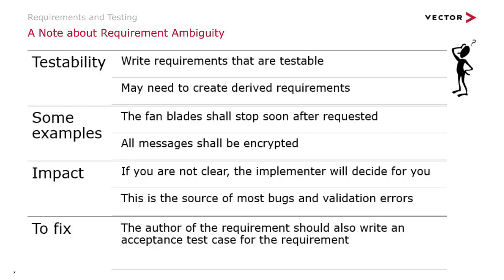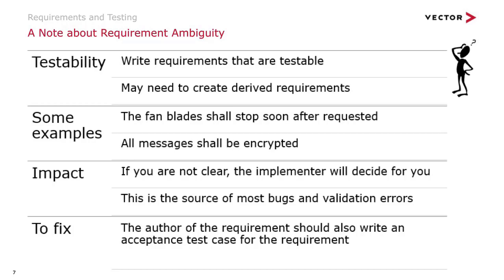And when the system is finally delivered and you go through your validation efforts, you'll often find that you miss validation acceptance because of these implicit requirements that were interpreted by the implementers, because the requirements started off ambiguous. So this is a source for most of the bugs and validation errors that end up in the system: these interpretations of what was meant by the requirement.